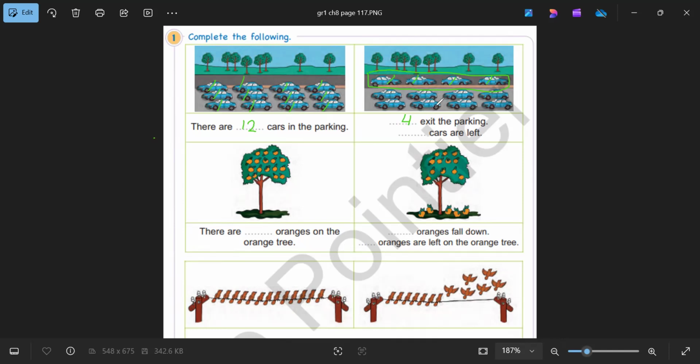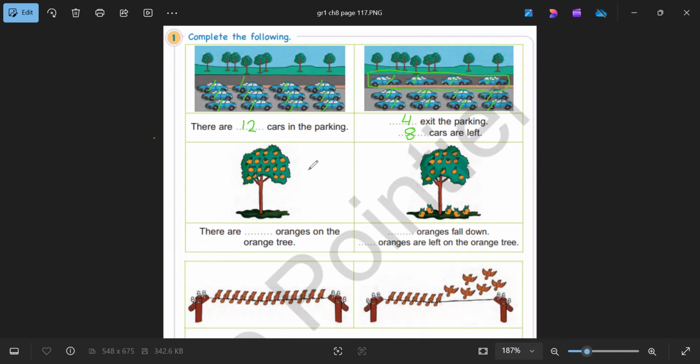Now, how many cars are still in the parking? And how many cars are left inside? Let's count them. 1, 2, 3, 4, 5, 6, 7, 8. 8 cars are left. Let's get ready. Now, look at the first picture here. What do you see?